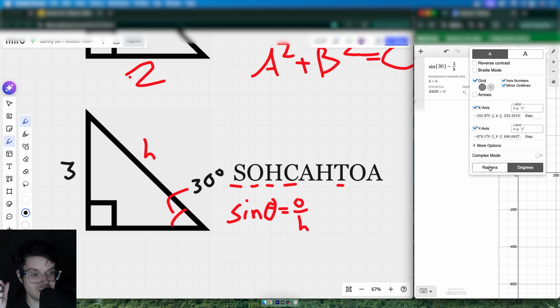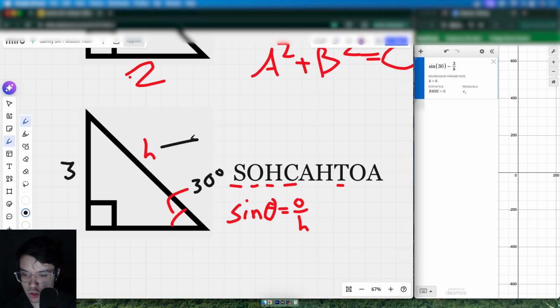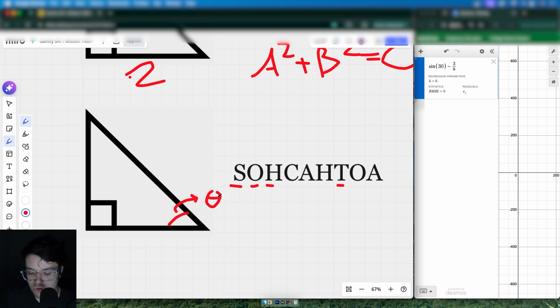Desmos is going to automatically be in radians mode, and if you are in radians mode, it's going to mess up all your problems with SOHCAHTOA, so always make sure it's in degrees mode when you're doing a problem like this. Okay, so therefore we know here that the hypotenuse must be equal to 6. Okay, let's just go over the other one real quick.